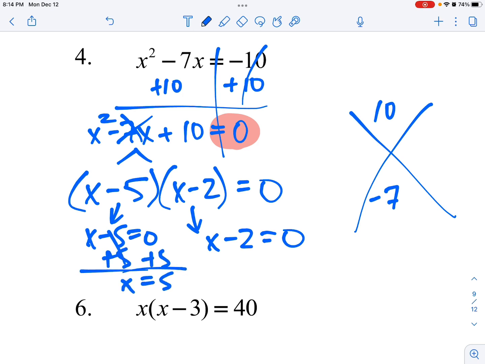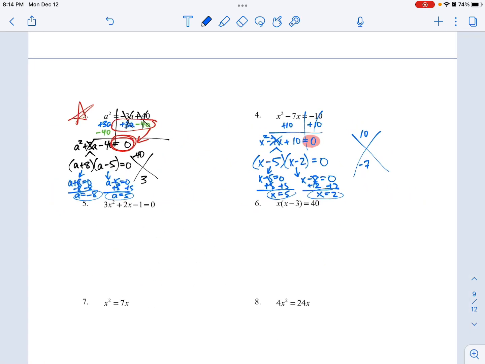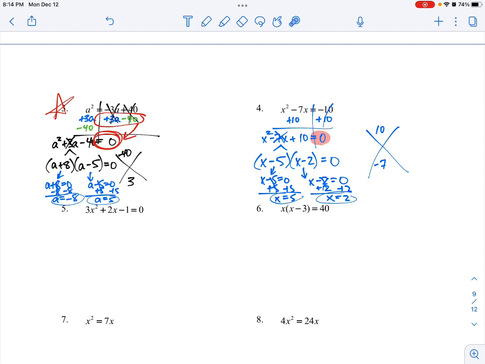One of them is 5. This one, x equals 2 is the other answer. Let me do a couple more. This one is equal to 0.